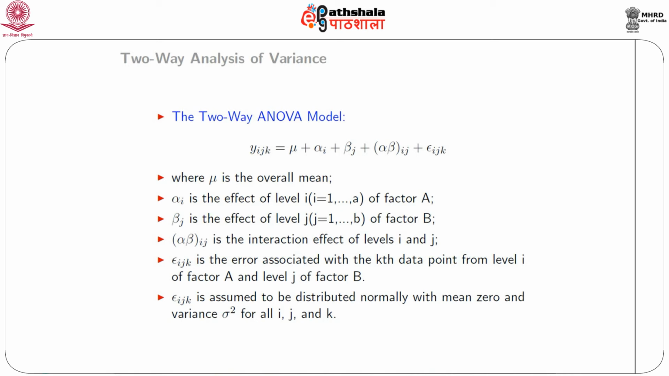So, let us consider alpha beta whole ij as the interaction effect of levels i and j, and alpha i and beta j are the effects of level i and level j respectively. Epsilon ijk are of course assumed IID with mean 0 and variance sigma square, and they are independent. So, all the other assumptions remain just as before.